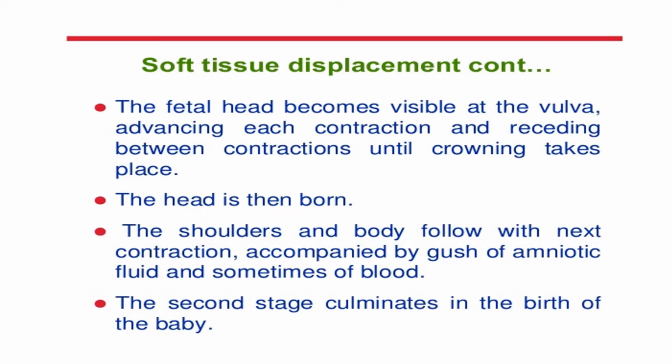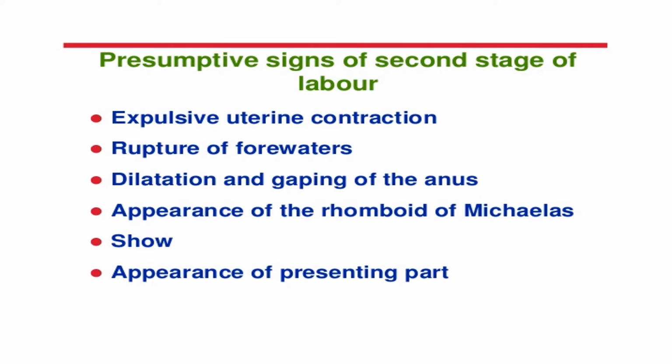After that, the head will come out, or the delivery of the head will occur. After the delivery of the head, the shoulder and the body also will deliver along with the subsequent contractions. Along with the delivery of the shoulder and body, the balance of the amniotic fluid, or a gush of amniotic fluid, and sometimes even a mild amount of blood due to the separation of the placenta, will also come out of the uterus. And that is the second stage of labor.